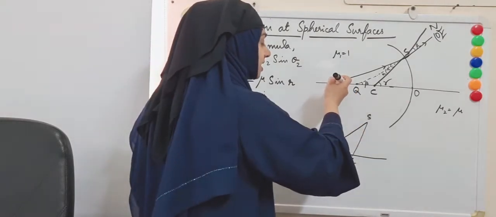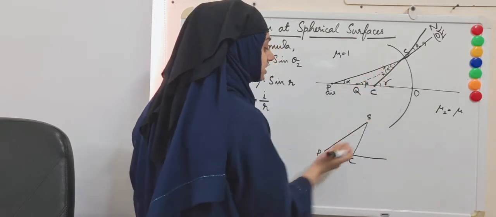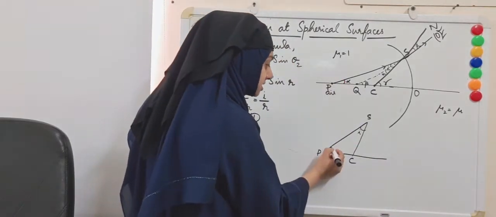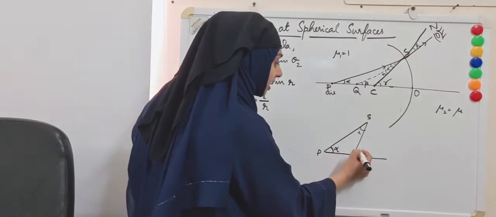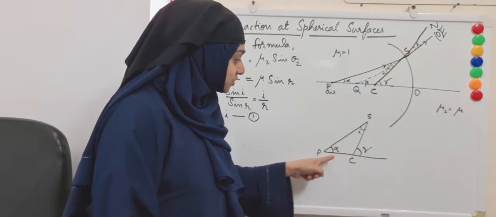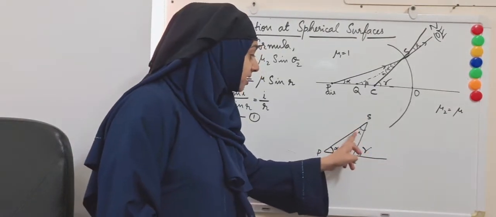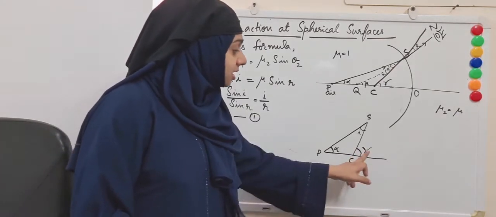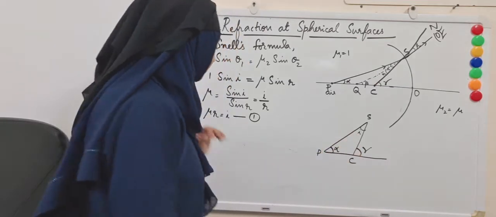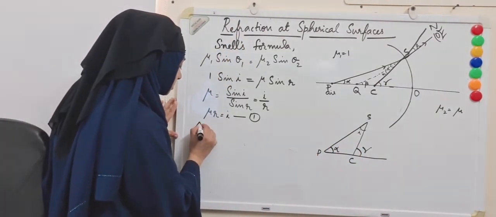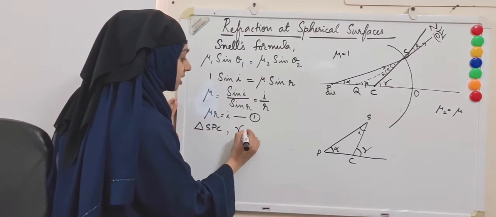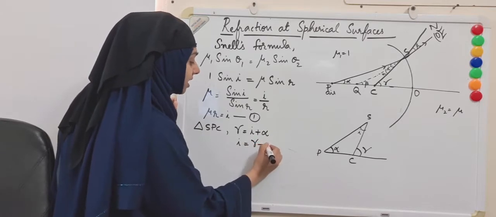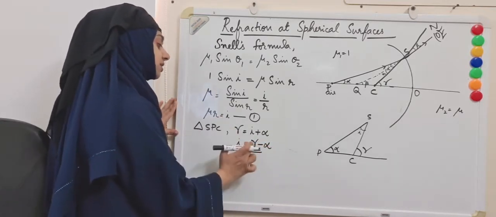Okay, and we have the angle between PS and PC as the angle of incidence, between the incident ray and the normal. So this is angle of incidence I. And we have drawn this angle as alpha. And here you have angle gamma. So when you consider this triangle, gamma is the exterior angle and I and alpha are opposite interior angles. So by the property of a triangle, I can write gamma is equal to alpha plus I. So considering triangle SPC, gamma is equal to I plus alpha, or I is equal to gamma minus alpha.